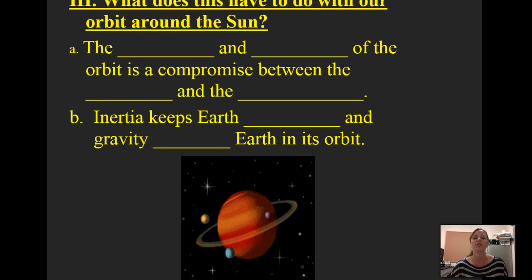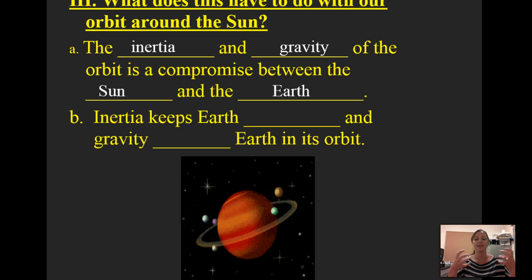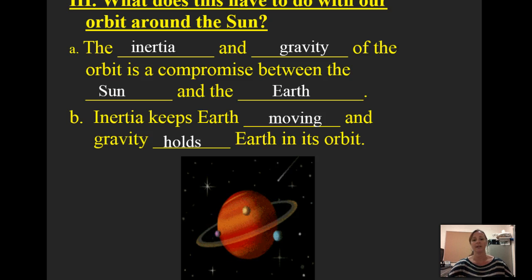So what does this have to do with our orbit around the sun? Well, inertia and gravity of the orbit is a compromise. It's between the sun and the earth. So gravity pulls the earth towards the sun, and inertia is what keeps it going in its circular or elliptical orbit. So inertia keeps Earth moving, and gravity holds the Earth in its orbit.